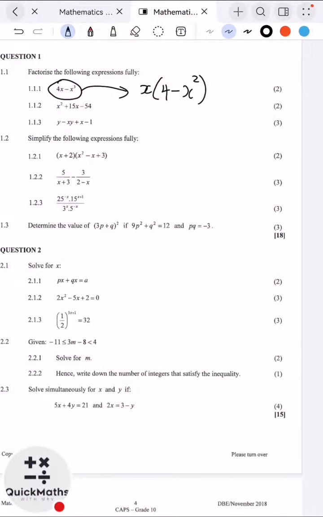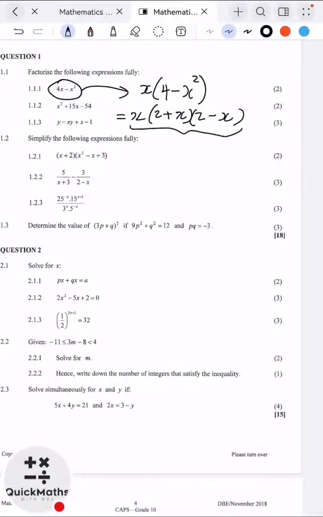Just note over here, we're not done yet, because if I look inside this bracket, it can be factorized again. So we're going to factorize that bracket. I'll leave this x over there. The bracket becomes two sets of brackets. Now, if we remember, this is a difference of two squares. The 4 is a perfect square and the x squared is a perfect square. So when we factorize the difference of two squares, we have the square root of the first one, the square root of the last one, and then plus and minus. Plus and minus. So that is the solution for our first question.